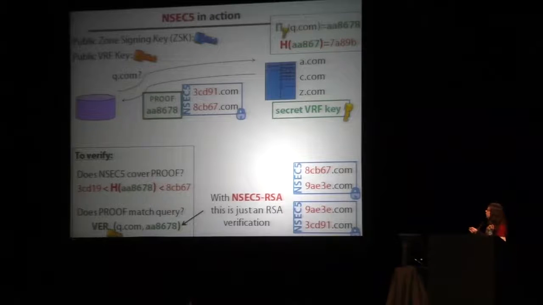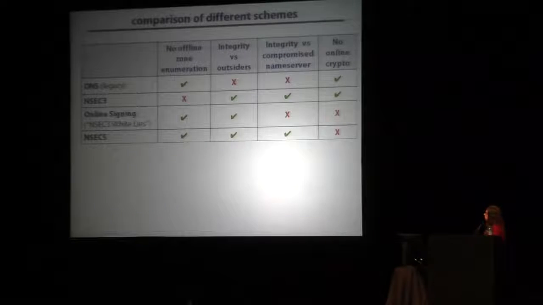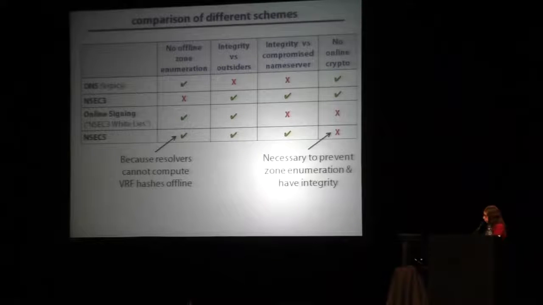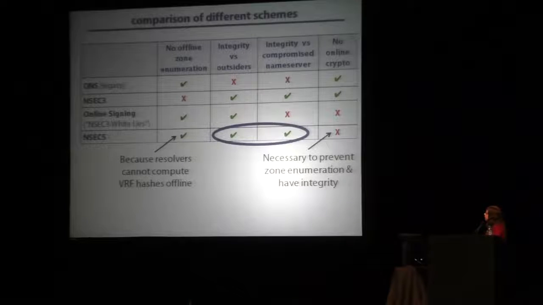Okay? The online computation, by the way, is comparable to what you do in online signing today in order to avoid zone enumeration. They also have to do an online computation. Okay, so to compare these different schemes, why does NSEC5 prevent zone enumeration? Very quickly, we cannot compute VRF hashes on our own. So that means that the zone enumerator cannot actually do these offline dictionary attacks because he can't hash by himself. We do need to perform an online crypto operation when responding to a query, but this is necessary by the theorem that we proved. And finally, I need to tell you why this provides integrity, and that's what I'm going to do next. So here's my proof of why NSEC5 provides integrity, even if the name server is compromised.